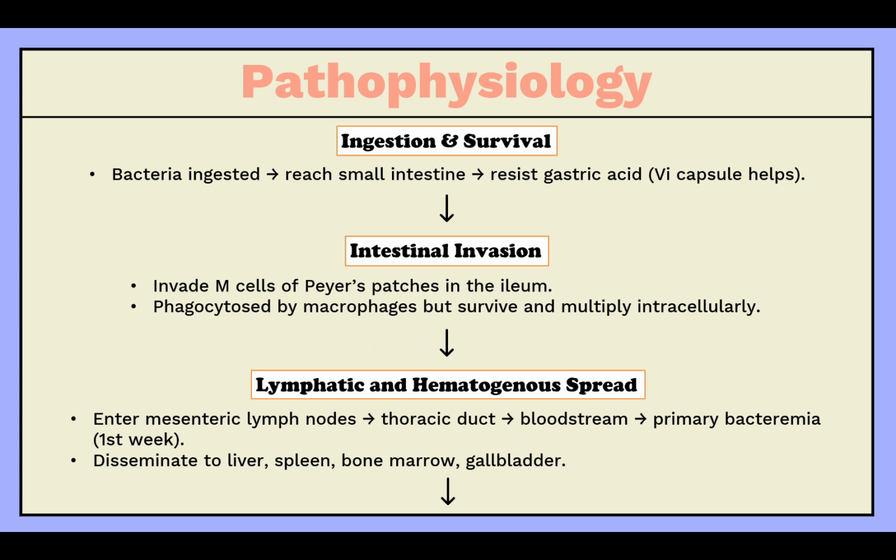This leads to lymphatic and hematogenous spread. From the Peyer's patches, the infected macrophages transport the bacteria to the mesenteric lymph nodes. From there, they enter the thoracic duct and subsequently the bloodstream, causing the initial phase of infection known as primary bacteremia, which typically occurs during the first week.